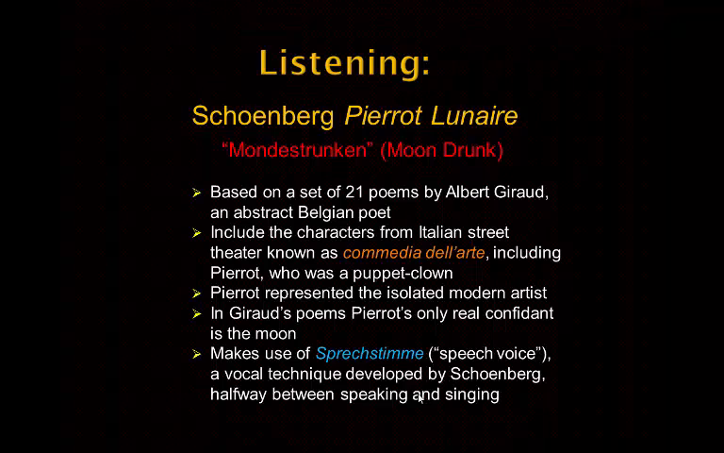Pierrot Lunaire is basically a set of art songs, except the piano is not the only accompaniment. 4 other instrumentalists are featured. 3 of them double on 2 instruments, although they only play one at a time: flute and piccolo, clarinet and bass clarinet, violin and viola, and cello. This allowed Schoenberg to create interesting blends of timbre to support the voice. Our example is the very first song from the set called Mondestrunken, or Moon Drunk in English. Listen at the Connect website.